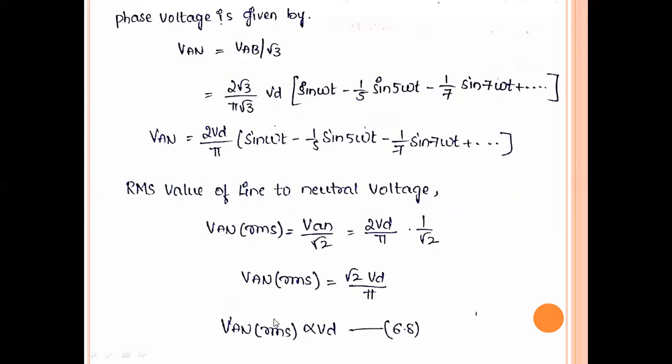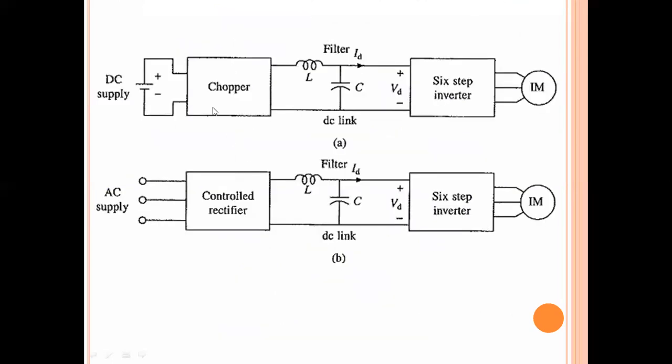So this is the first case, where the chopper is used to get the regulated or variable DC output voltage. This DC output will be controlled with the help of the chopper. Now this is a variable DC voltage, so we get a variable stator voltage applied to the induction motor.